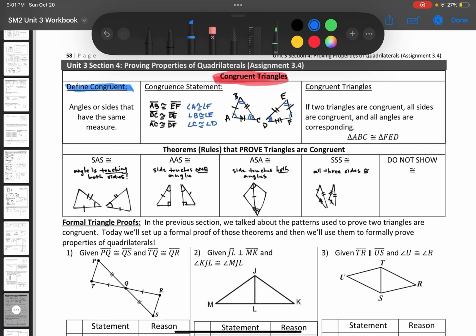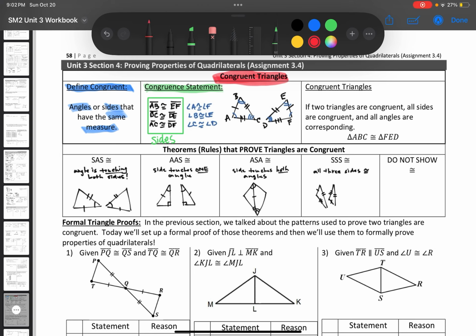We know that congruent means that angles or sides have the same measure. So angles and sides that are equal. And then we also know that we need to write some congruent statements. So here are some congruent statements, like these three right here. This is how we write a congruent statement for sides. This shows congruent statements to show that sides are the same.